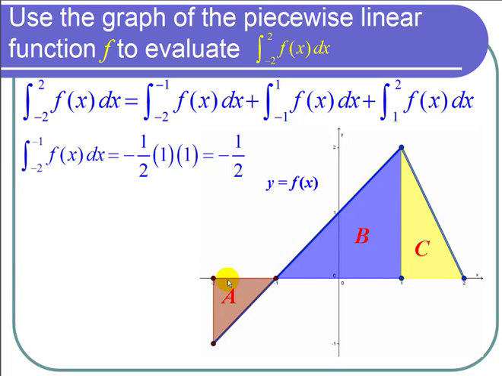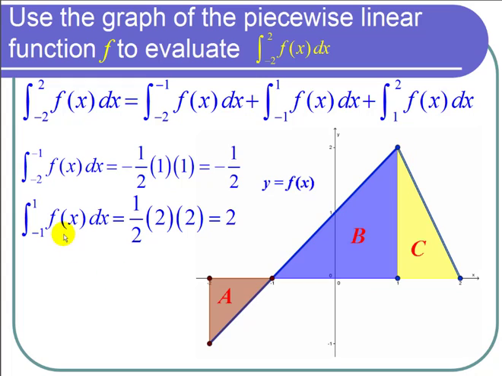And region A is a triangle, so I get -1/2 times the base times the height. Notice the base is 1, and the height is also 1. And I get -1/2. Now let's look at the second integral, and that's the area of region B. Since we're above the x-axis, it really is the area. Region B is a triangle. The base is of length 2, and the height is also 2. So I get the middle integral is 1/2 the base times the height, or 1/2 times 2 times 2, which is equal to 2.